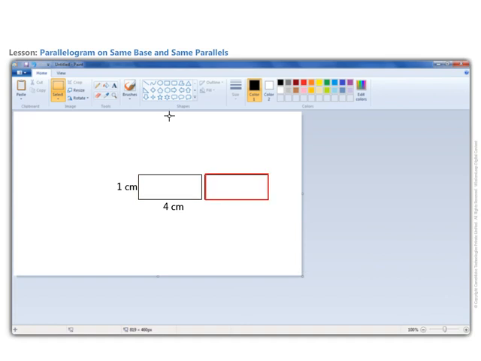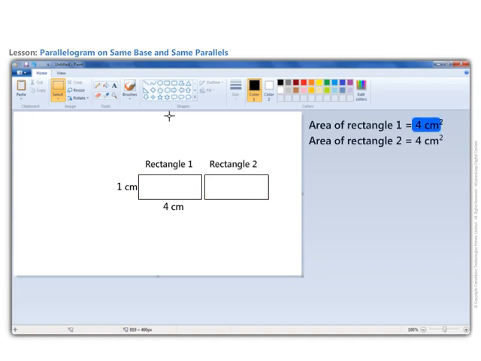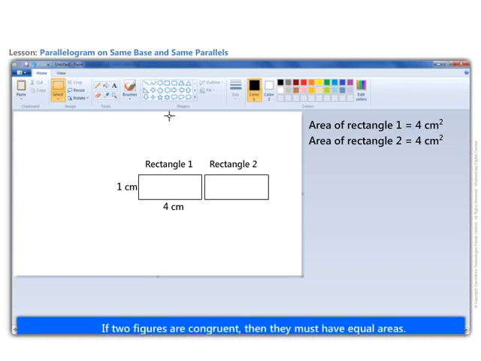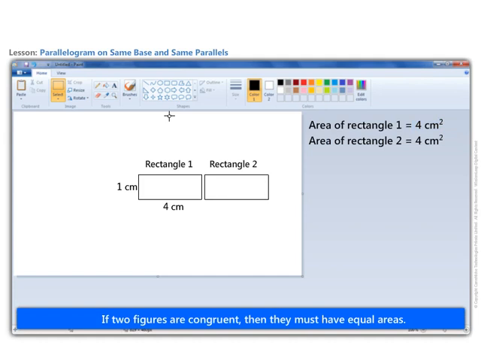Since the second rectangle is the copy of the first rectangle, the two figures have the same shape and size and hence are congruent to each other. The area of both the rectangles is 4 into 1, which is equal to 4 cm square. From this, we conclude that if two figures are congruent, then they must have equal areas.